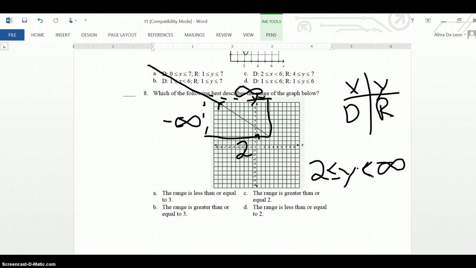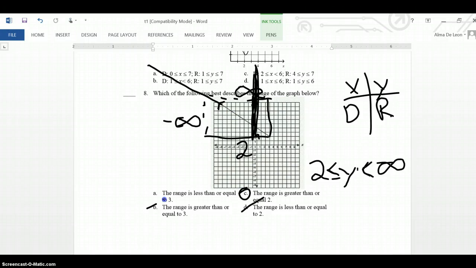Okay, so basically this is saying, if you think of a crocodile, the crocodile wants to eat all the y values. He doesn't want to eat the 2. So that means that I'm using 2 and everything bigger than 2, right? Because my line's never going to stop going up. Which means that my range is greater than or equal to 2.